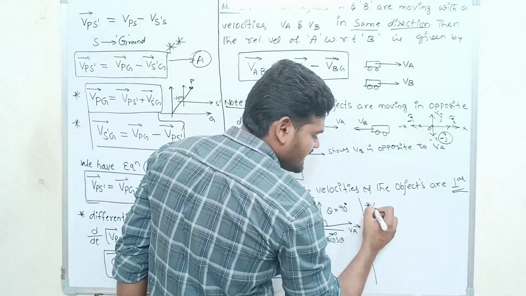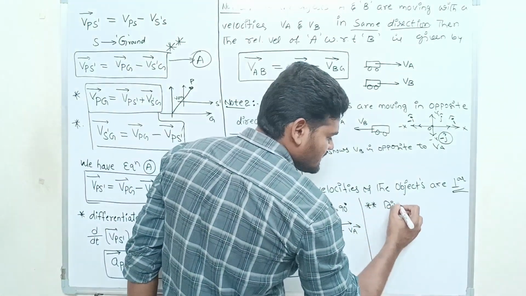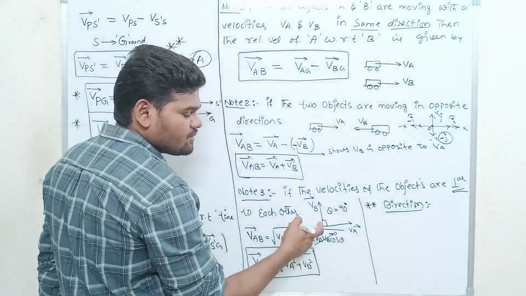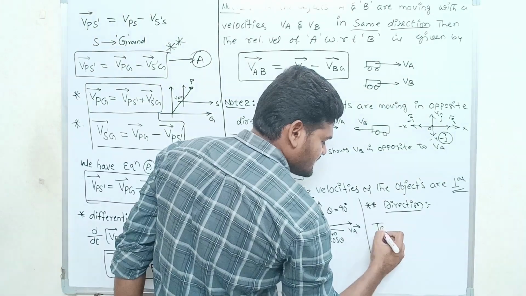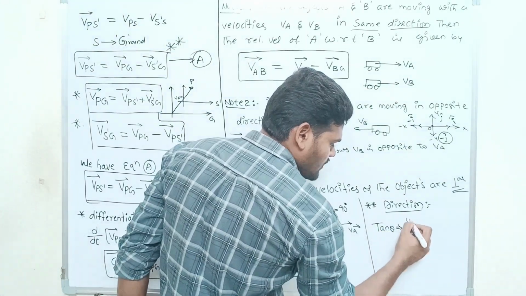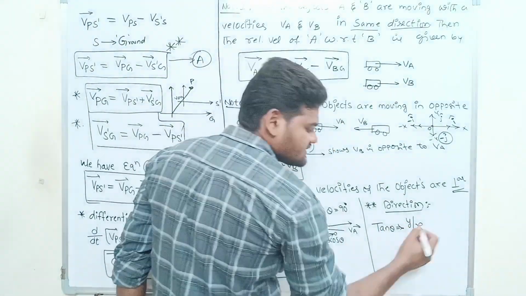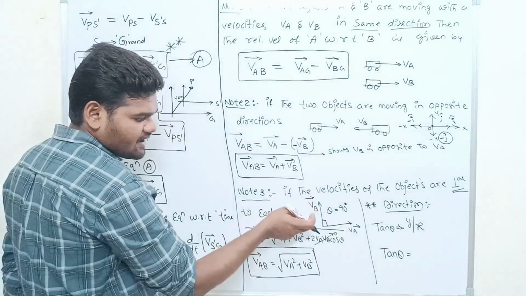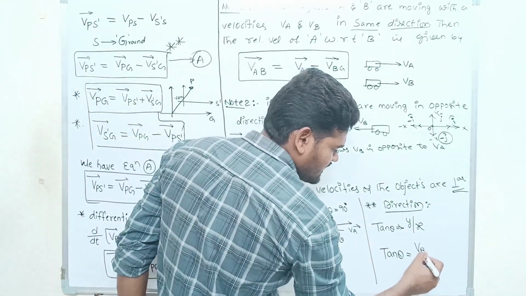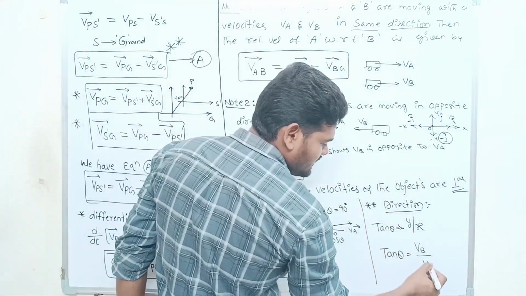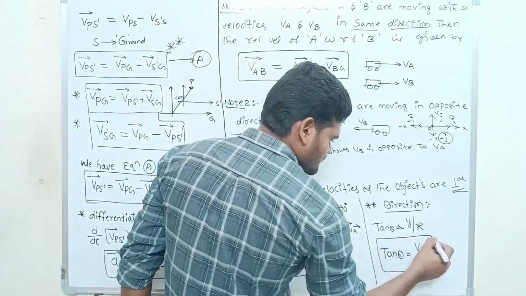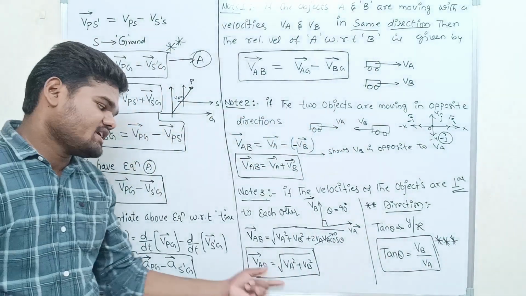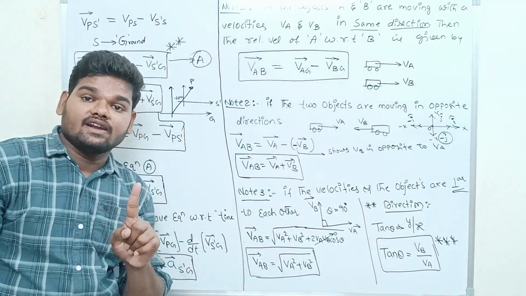Now if you want to find its direction, so what is its direction? The direction can be given by the trigonometric function tan theta. What is tan theta? The component of y divided by the component of x. So what is the component of y? Here the component of y is VB, divided by the component of x, which is VA. So this gives the direction of the resultant relative velocity of an object A with respect to B. Are you getting any doubts?